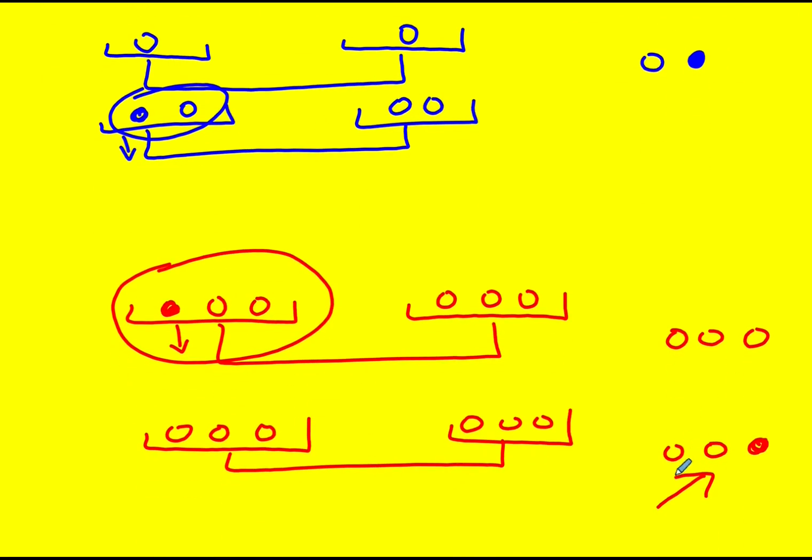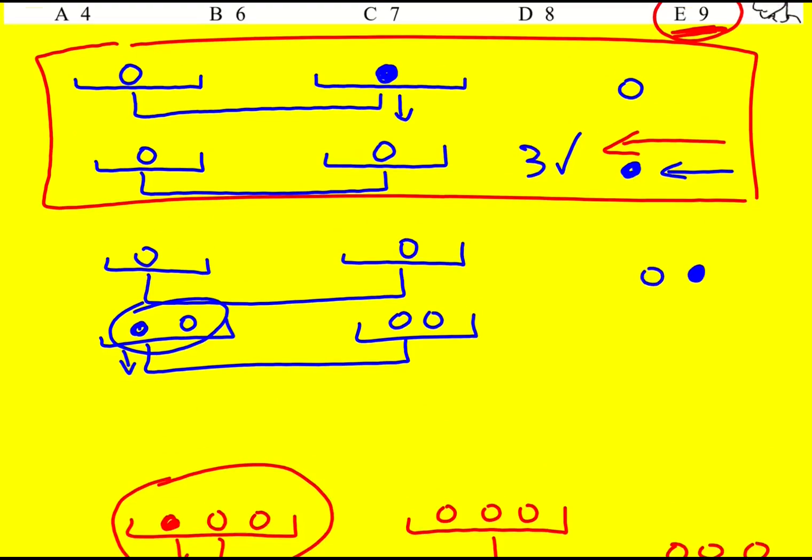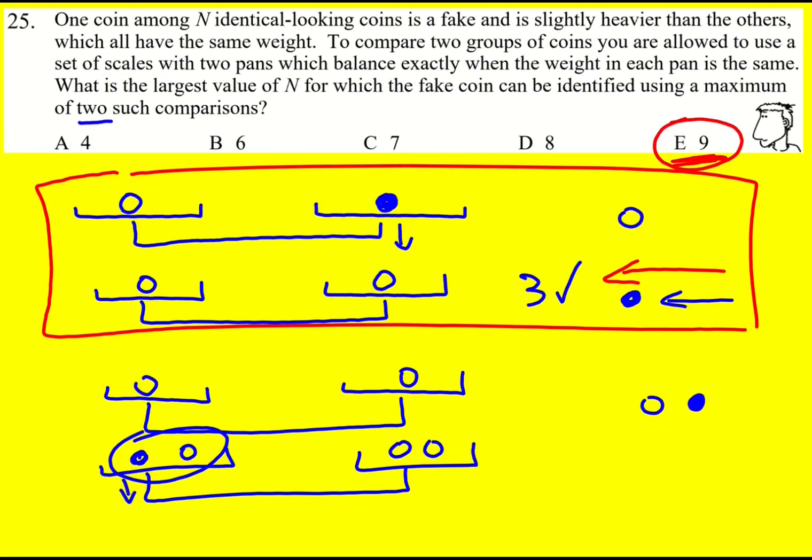If the fake coin doesn't get put on the scale originally, then the scale will be balanced. But again, we'll identify that it must be in the three that weren't used and then repeat the process. So that must be the answer. E, it's 9.